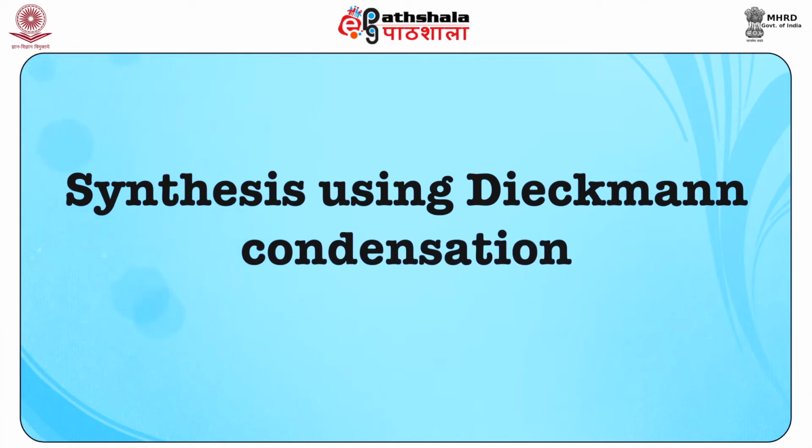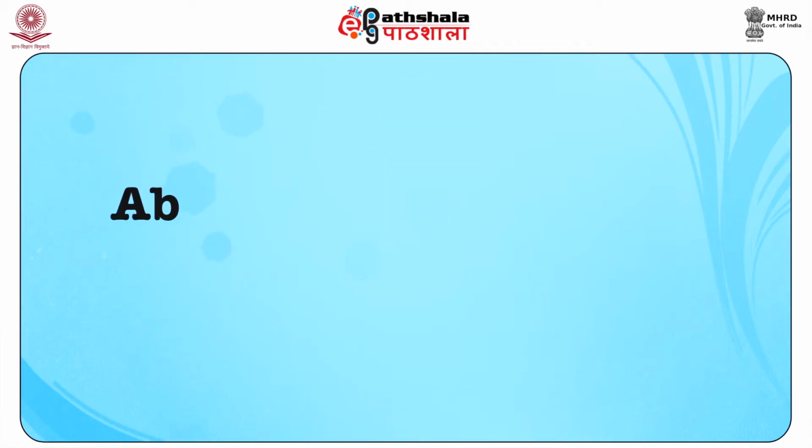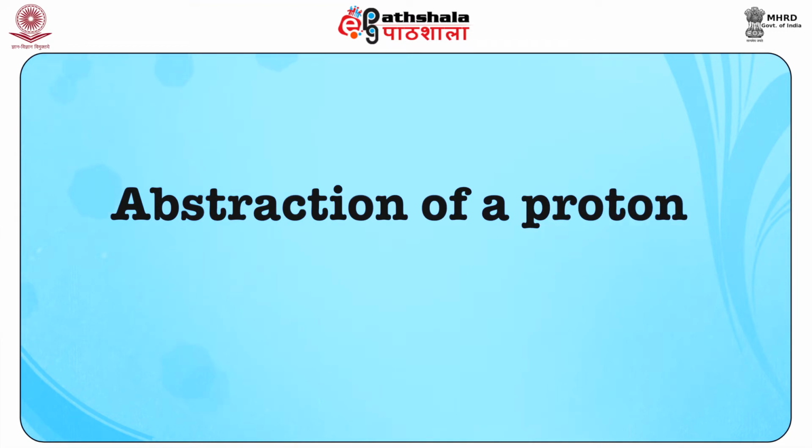Synthesis using Dieckmann condensation. A diester compound undergoes an intramolecular Claisen condensation in the presence of a base like an alkoxide ion, forming a cyclic ketone, which can be reduced to a cyclic alkane via Clemmensen reduction using zinc mercury amalgam and HCl. This reaction primarily takes place in 4 steps. Step 1 is the abstraction of a proton. A strong base like an alkoxide ion abstracts the alpha hydrogen from one of the ester groups and forms an enolate ion and an alcohol.